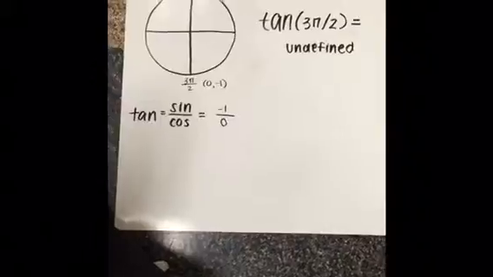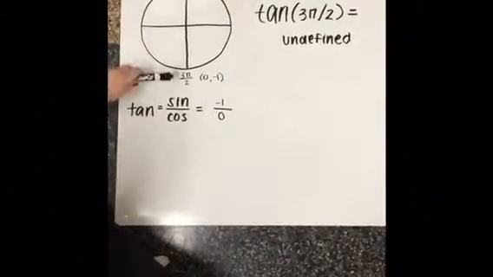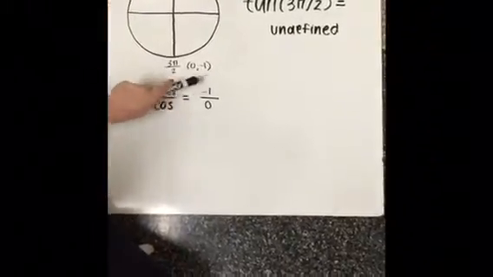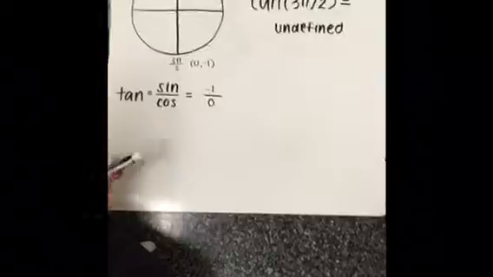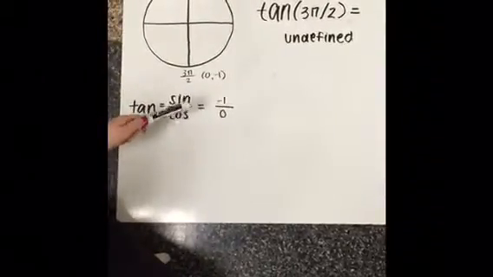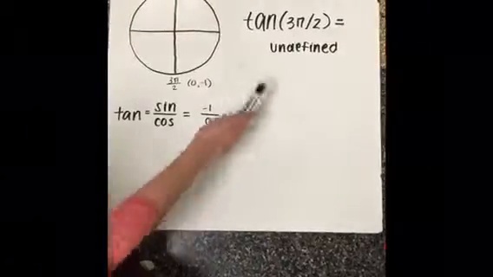To find the exact value of tangent of 3 pi over 2, you first find the point on the unit circle, which is right here, and find its cosine and sine value, which is 0 and negative 1. Then you plug it into the tangent formula, which is sine over cosine, which then equals negative 1 over 0. And since anything divided by 0 is undefined, your answer is then undefined.